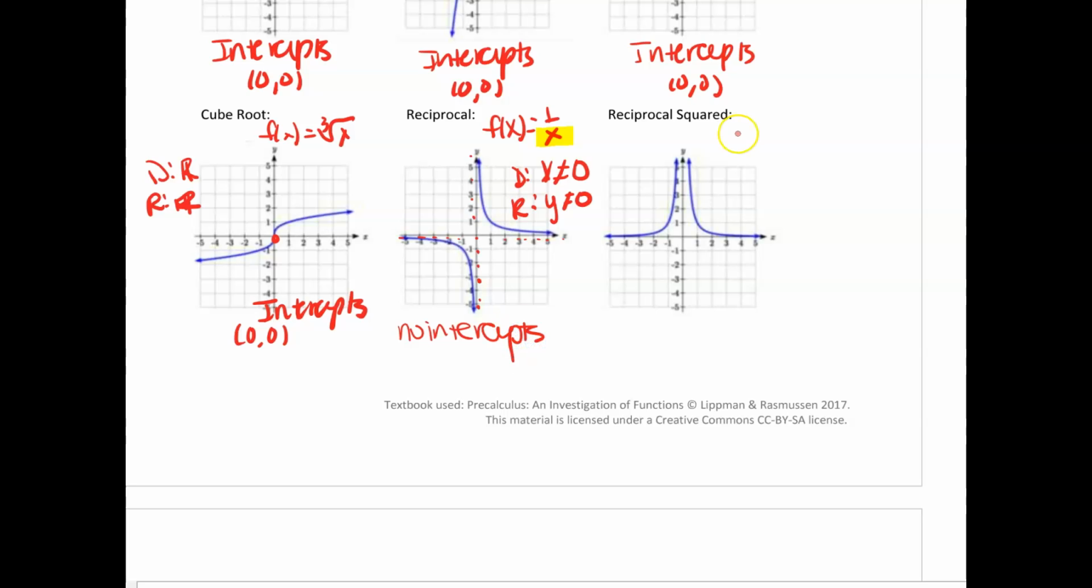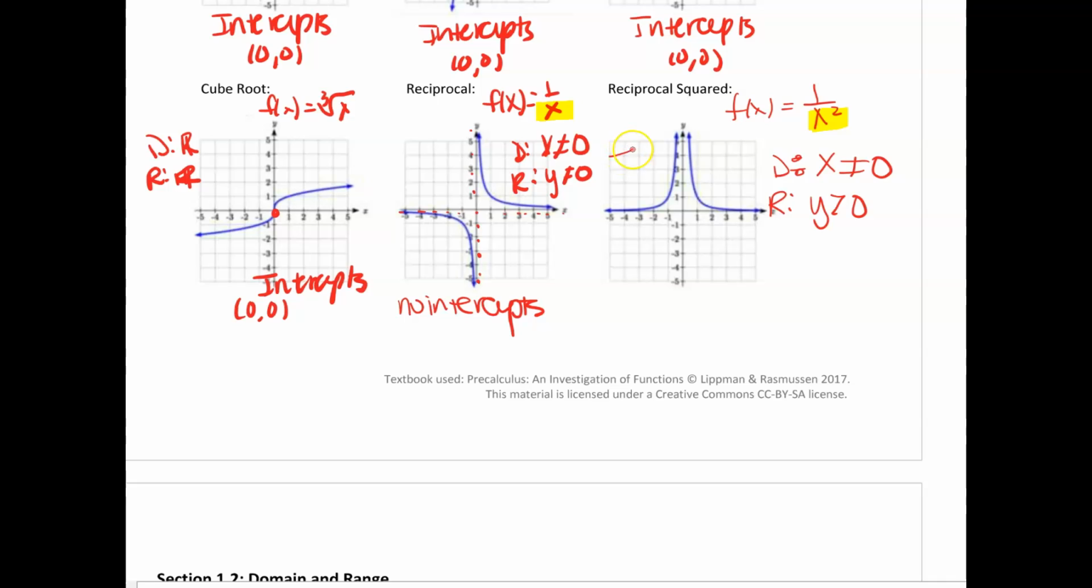And then our last one here, the reciprocal squared, this would be f of x is equal to 1 over x squared. It has a domain such that x cannot be 0, and again, it's all because we have that division by x. And its range is y is greater than 0. You can see because everything is happening up here in these top quadrants. And again, this has no intercepts because it's not crossing either of those.